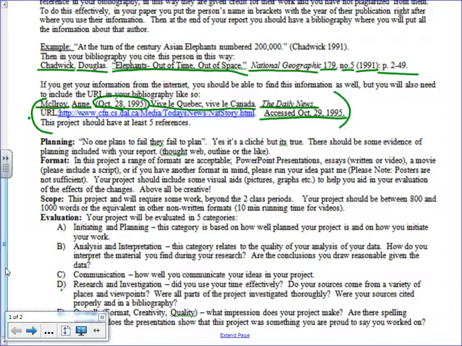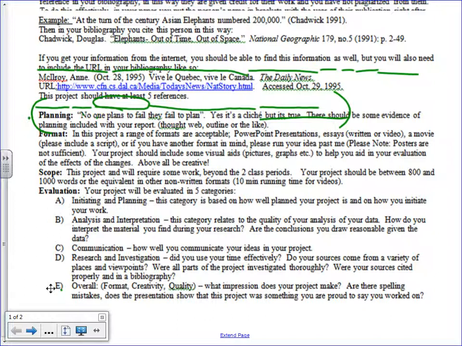And then your last 5 marks overall: format, creativity, quality, that kind of thing. Just make sure that it looks good when you hand it in. In fact, you're not actually going to hand in physically anything. You're going to electronically submit this to me, same as before.